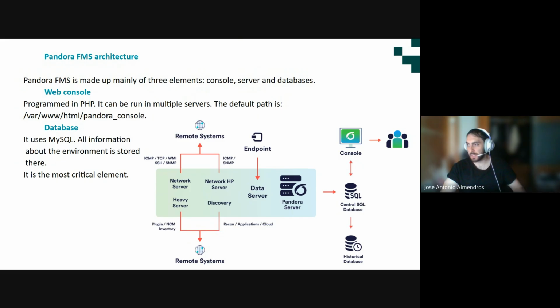Pandora server HA has to communicate with the central database, which we usually will have in the same machine as the server and the console also. And the console has to communicate too with the main database, and this can be complemented with a historical database to save data older than, by default we recommend, 45 days.